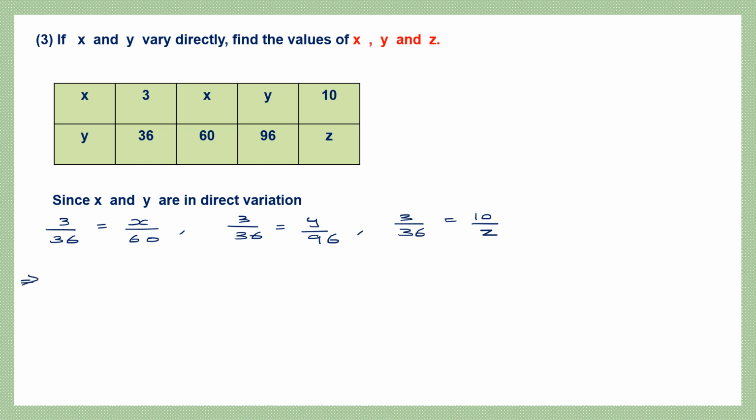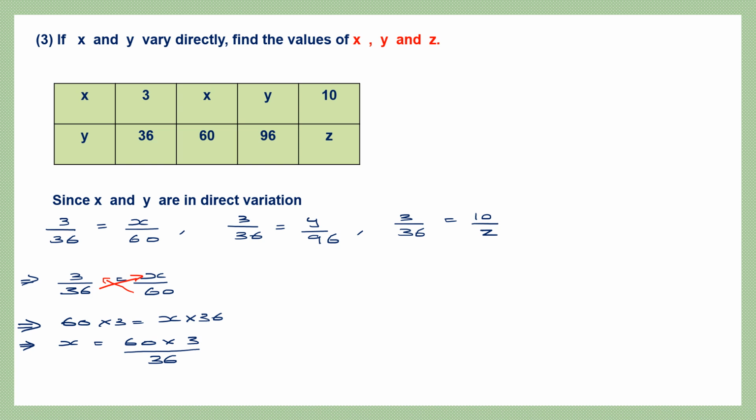So let's begin by using the first one, that is 3 by 36 is equal to x by 60. So to find x, we just have to cross multiply. So cross multiply 36 and x and 60 and 3. So here what do we get? We get 60 into 3 is equal to x into 36. Now we're going to find the value of only x. So we say x is equal to 60 into 3 and we take 36 to the other side. So it becomes division. Now let's see what we can cancel. We can cancel 3 and 36, or 36 and 60 by 6.